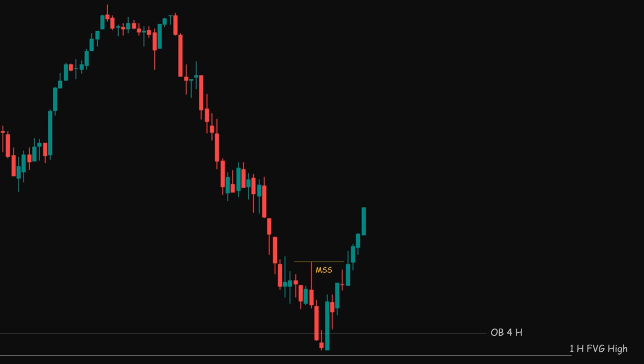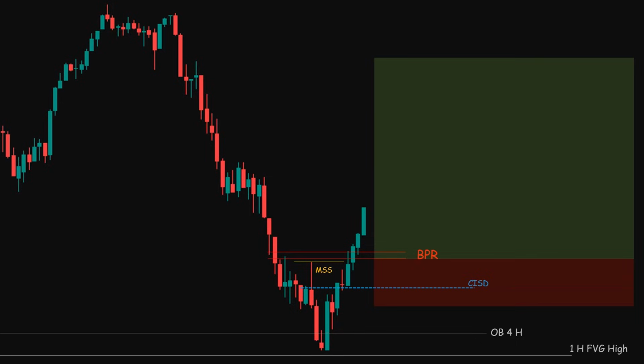Once the price closes above the last low, we can look for a new entry. Why? Because this area is important and has strong confirmations: an MSS, a CISD, and a small IFVG overlapping with an FVG. This overlap creates a BPR that we could trade from.